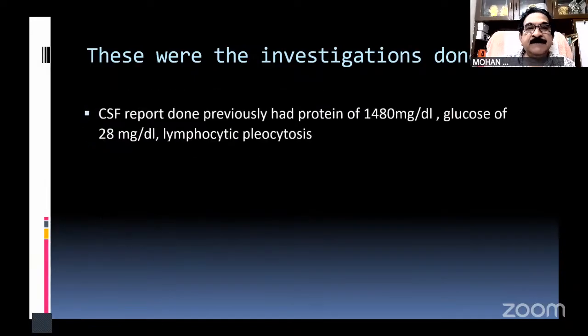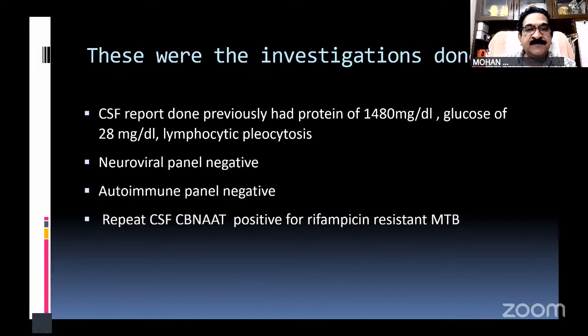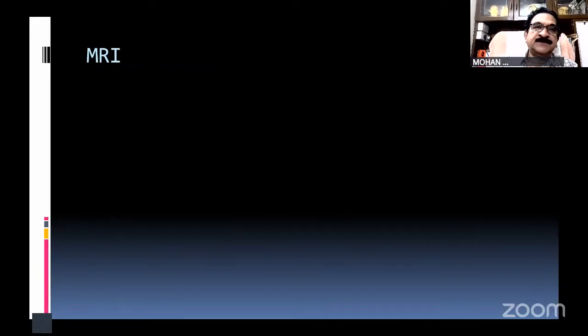And CSF report done previously had shown a protein of 1 gram, 480 milligram per deciliter, glucose of 28 milligram per deciliter, and lymphocytic pleocytosis. Neuroviral panel negative, autoimmune panel negative. Repeat CSF CBNAAT positive for rifampicin resistant Mycobacterium tuberculosis. So it's a known case of tuberculous meningitis. So these are the findings.